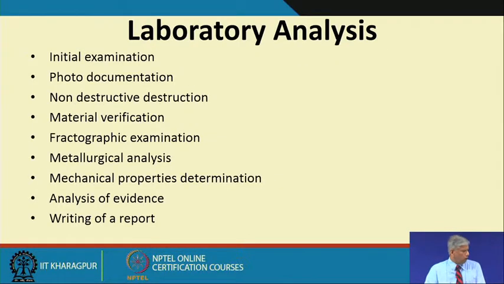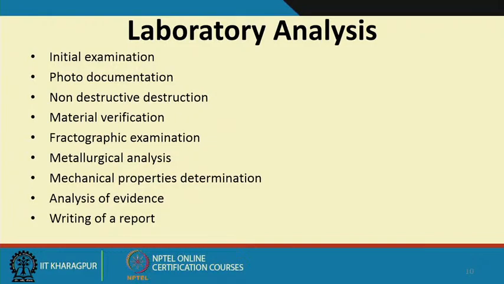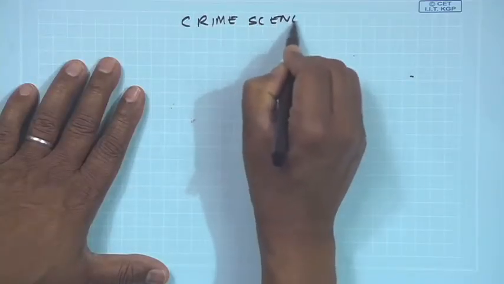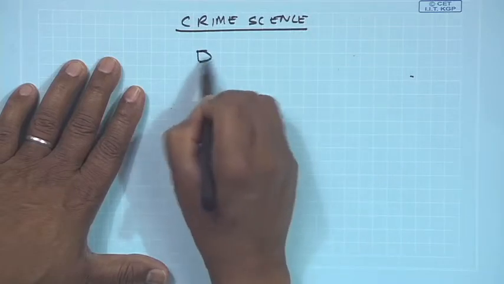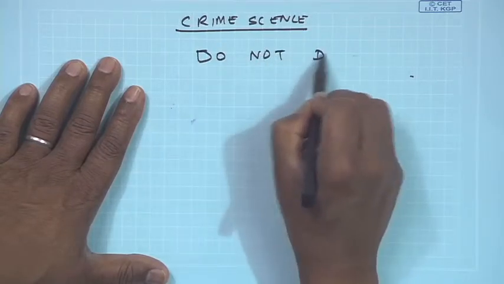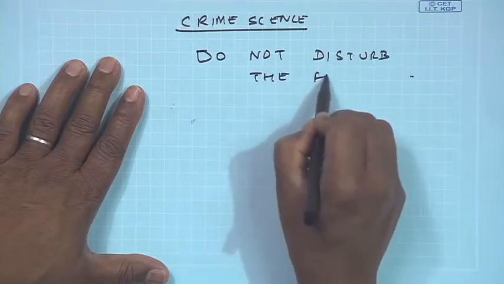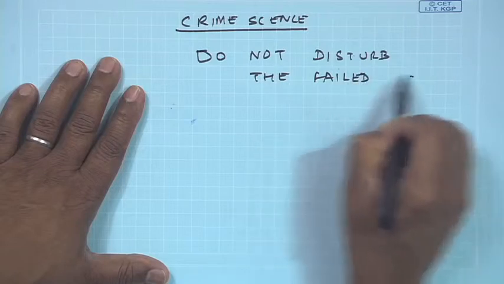Now, once a failure has occurred, what do we do? So, these were the reasons by which failure occurred. Whenever a failure has occurred, I would say this is the procedure to be followed. It is just like a crime scene. Do not disturb the failed site.